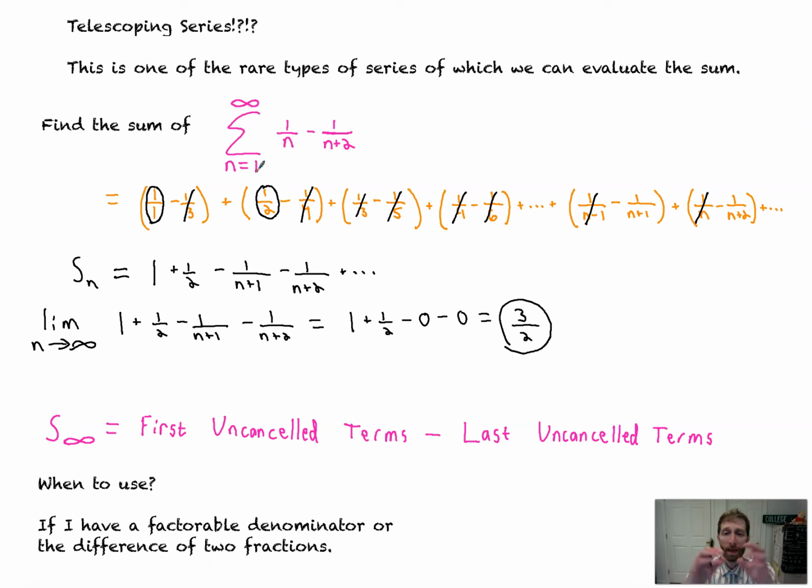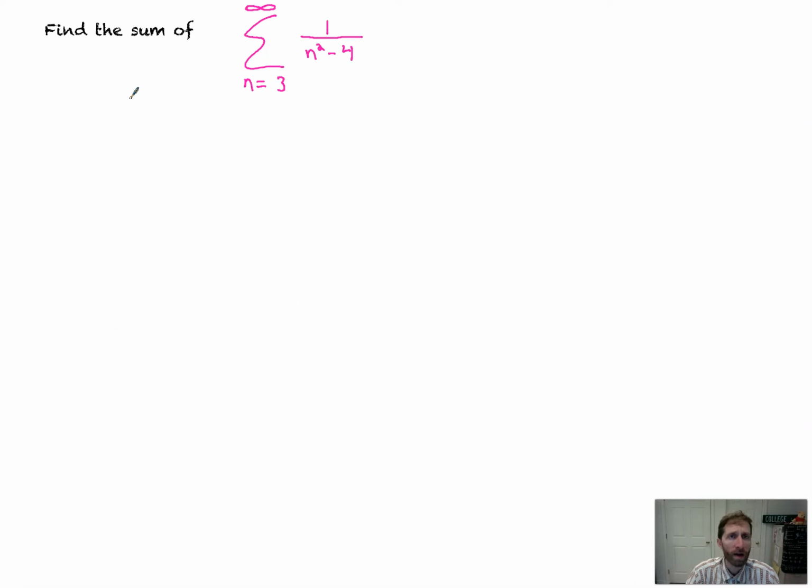So it doesn't take long to expand it out and then contract it to see if it does telescope, to see if terms cancel out. Worth a try. Okay, so let's do one more. This is find the sum of this. Notice this has a factorable denominator, so we can rewrite this by, well, basically seeing that it's a separable equation, right? We're going to do partial fractions here.